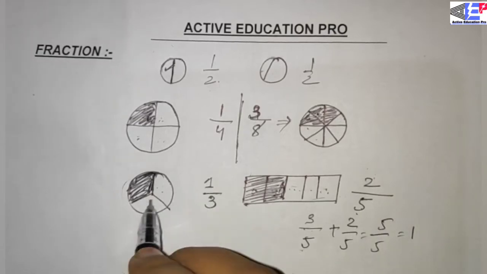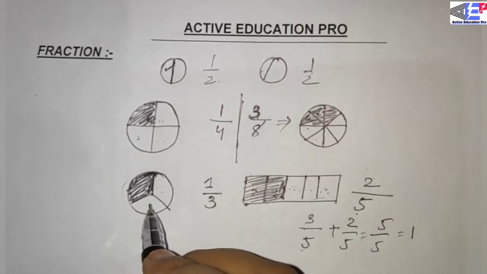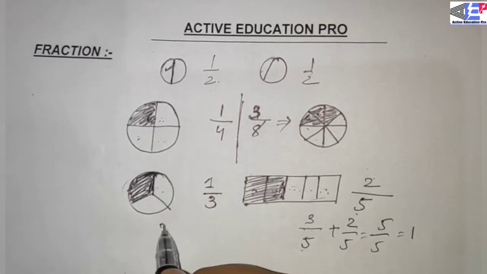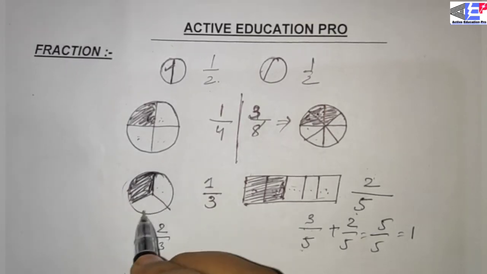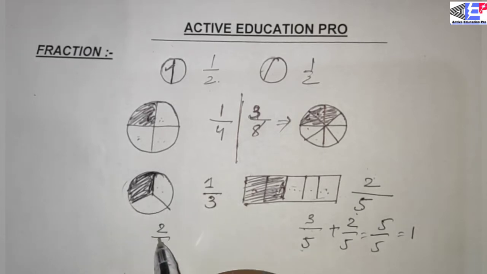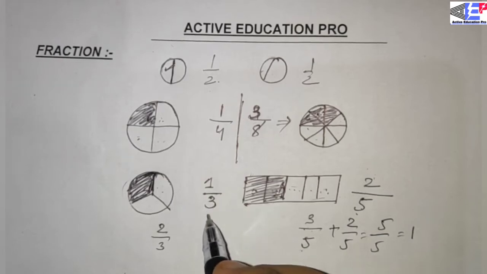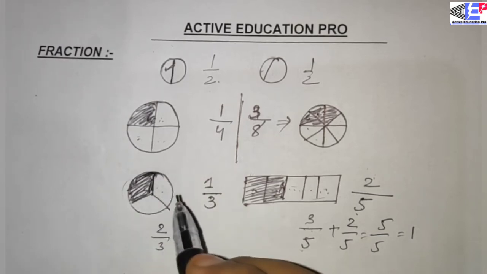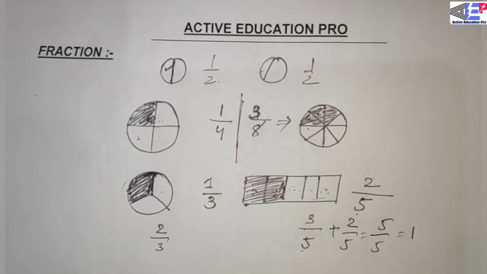So here 1 by 3. Same here, if you want to write the remaining part as a fraction, then it will be 2 by 3, because out of 3 parts there are 2 parts not shaded. So 2 by 3 are not shaded, and 1 by 3 is shaded from this circle. Okay, this is fraction.